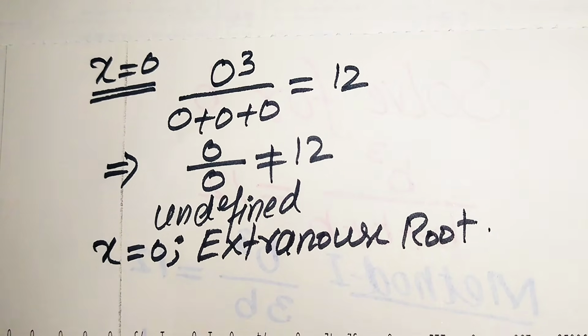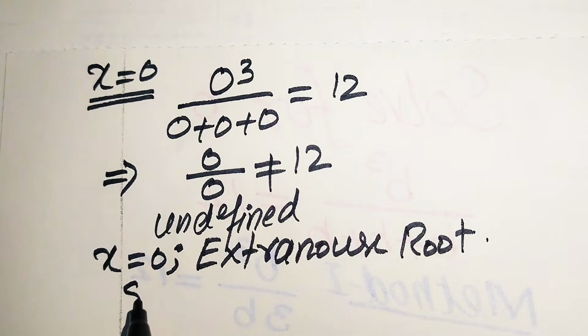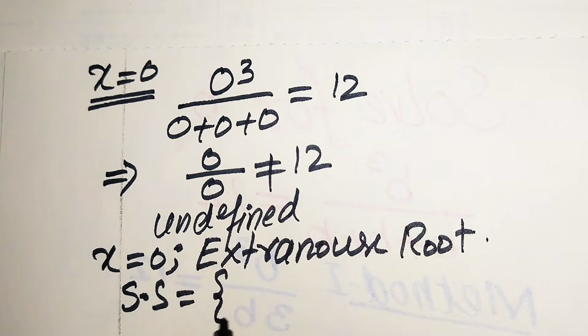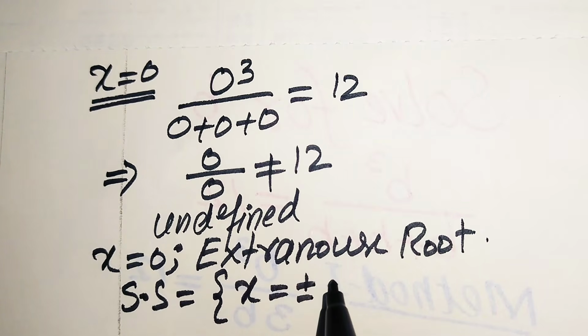Finally, the solution set of this problem is x equals plus minus 6. These are the two roots of the given equation, and this is our final answer to this question.